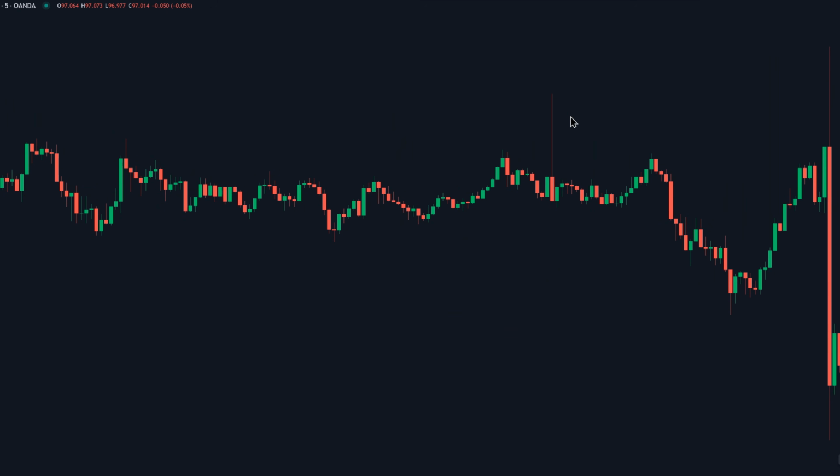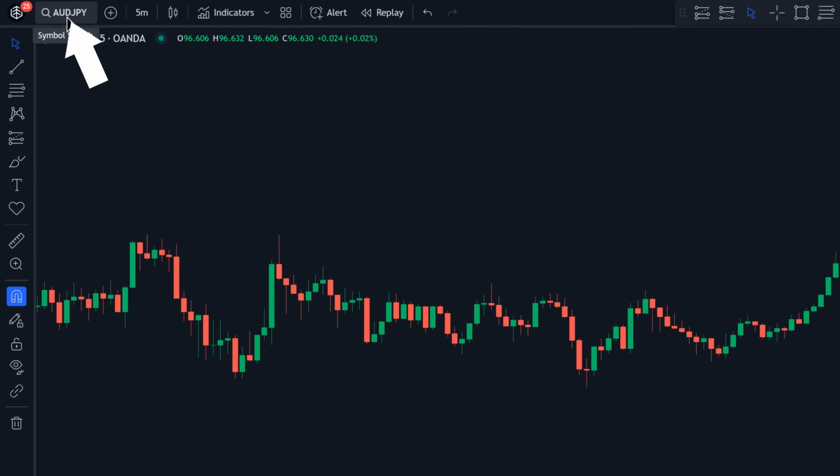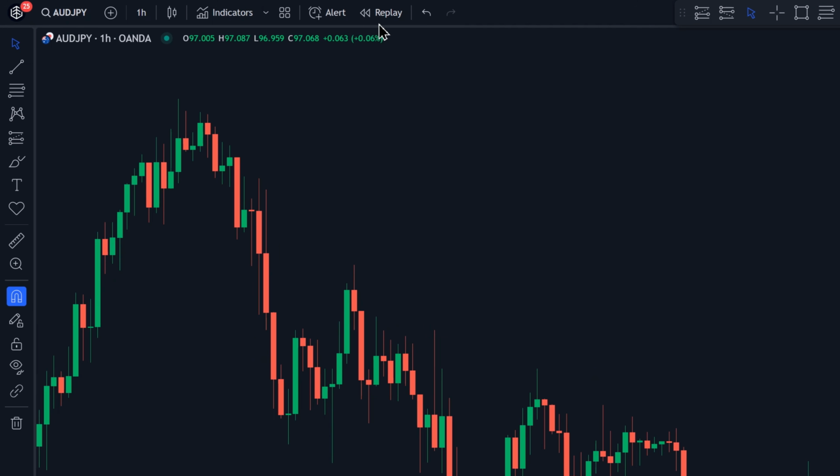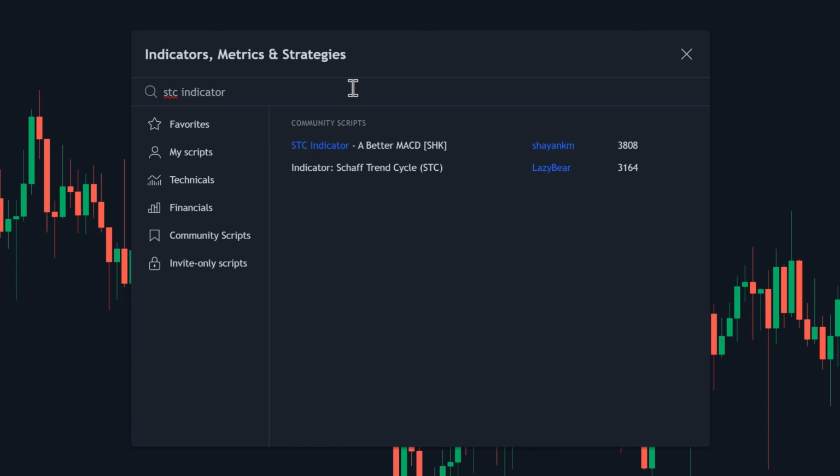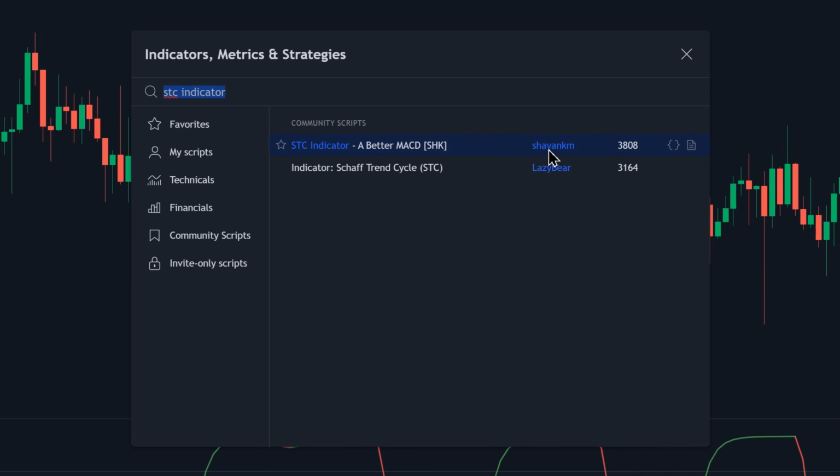And then you wanna select the 1 hour time frame of AUD JPY. After that, click on Indicators, and then type in STC Indicator. And you're gonna select this one created by Cheyenne KM.